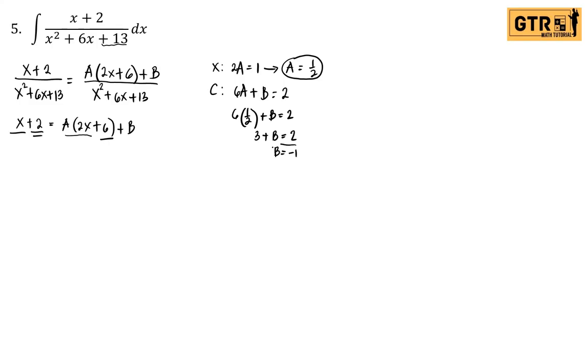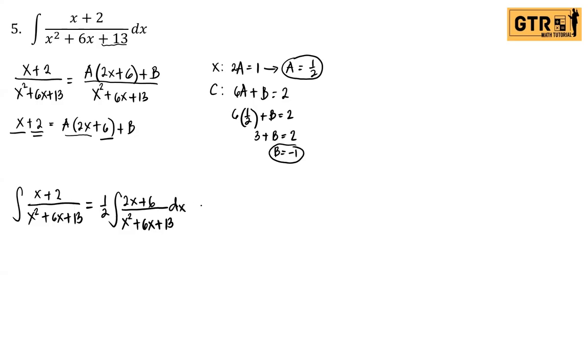We have negative 1. So therefore, the integral of x plus 2 over x squared plus 6x plus 13 is equal to, the value of A is 1/2, so just substitute 1/2 here. So we have 1/2 integral of 2x plus 6 over the denominator x squared plus 6x plus 13 dx. And then the value of B is negative 1, so we have negative dx over x squared plus 6x plus 13.